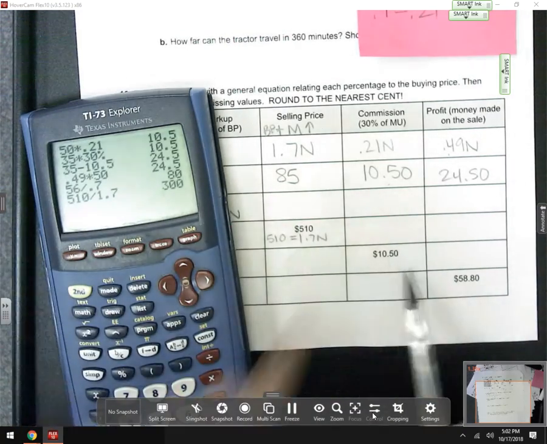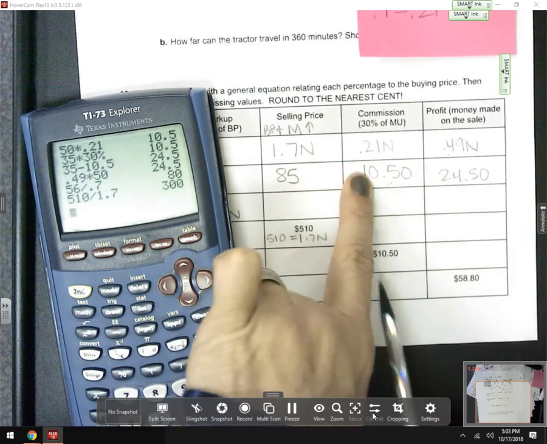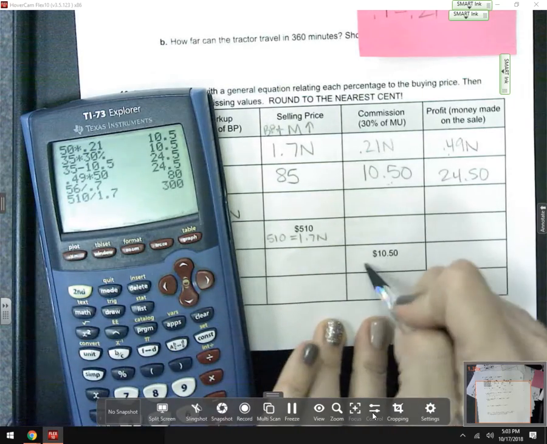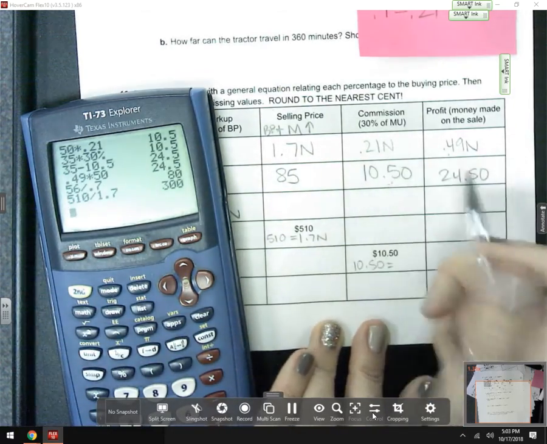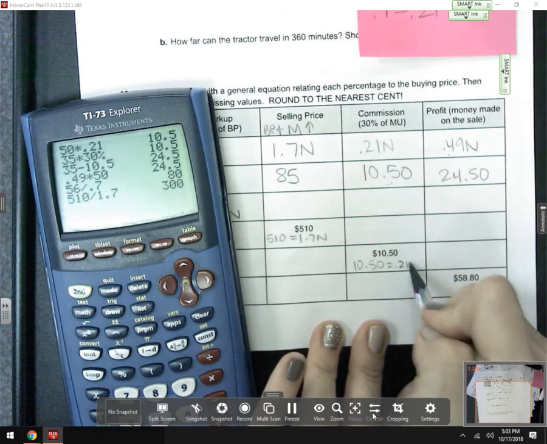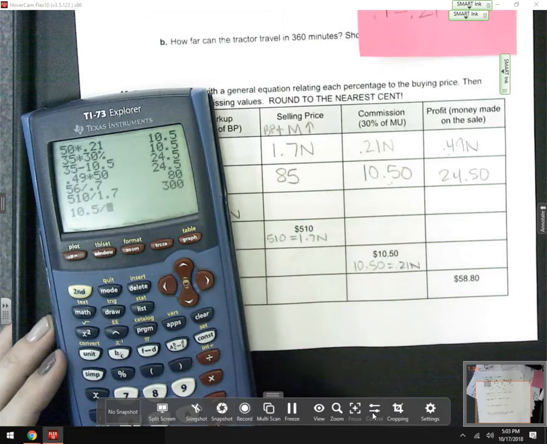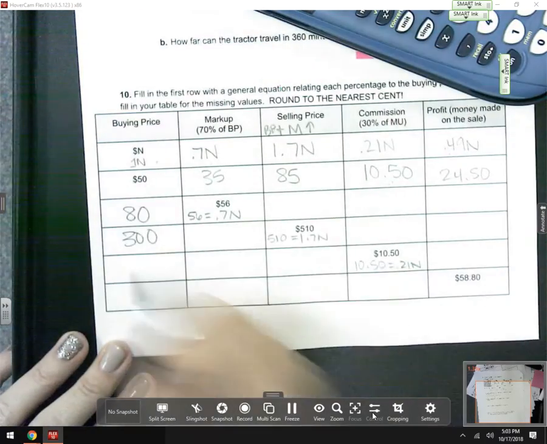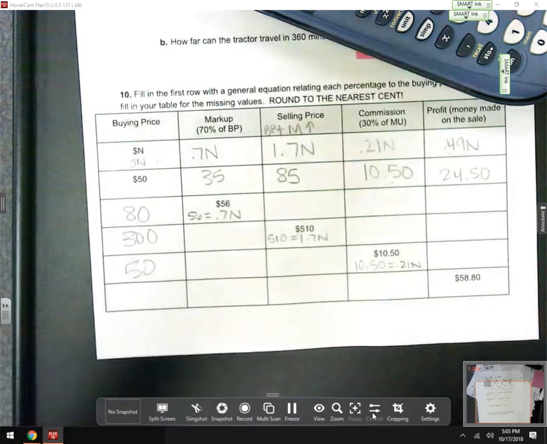This one right here, funny story. Look at this. Oh my gosh, it's going to be the same, but I'm still going to work it out just because I think it's good practice for us to see it. 1050 is my commission, which we know is equal to 0.21n. Let's divide. 1050 divided by 0.21 is $50. Hey, that matches the information that we already had up here, so that's good news, right?